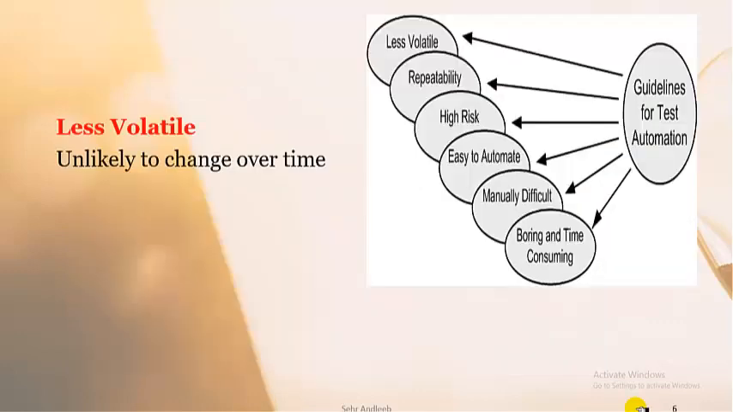First of all, a test case should be less volatile. It means that if you are going to make a test case for a certain code, it should be unlikely to change over time. So what does it mean? It means that the test case should have been executed manually before. It is expected that the test steps and the pass fail criteria are not likely to change anymore, right? So if the test case is unlikely to change over time, it is less volatile, and yes, you can use it for automated test cases.